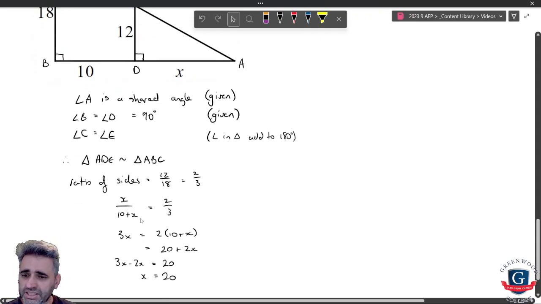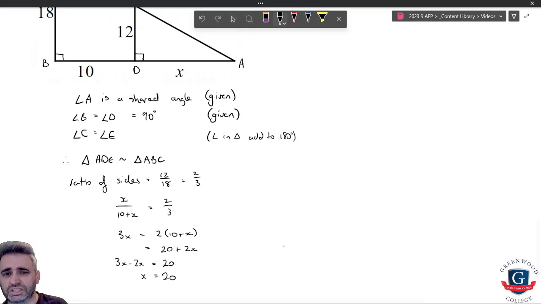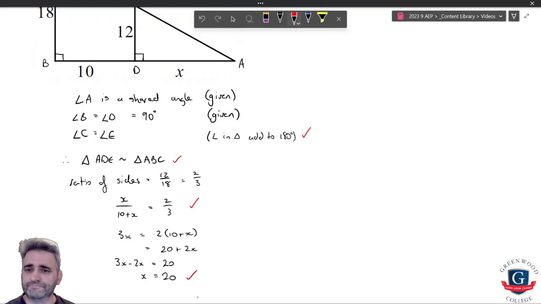Multiply both sides by 10 plus x, multiply both sides by 3, you get this equation here. Expand the bracket, subtract 2x from both sides, you end up with x equals 20. Now, if you write your proof out like this, that will be full marks in my book, and I will give myself a tick. Tick for my statements, a tick for my similarity, a tick for finding the ratio, and a tick for the answer. So I hope that was okay.